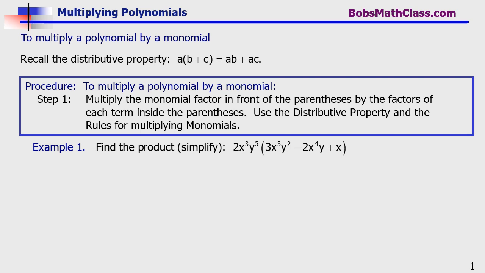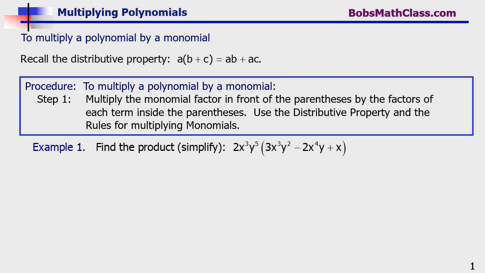Alright, so here's our first problem. The directions could say find the product, or it could just say simplify. In math, we like to do that a lot. Simplify. Okay, so the monomial is 2x to the third y to the fifth. That's our monomial. And our polynomial is actually a trinomial: 3x to the third y squared minus 2x to the fourth y plus x. So we're going to distribute that monomial by each term inside. So first we're going to multiply it by the first term, and then the second term, and then the third term.